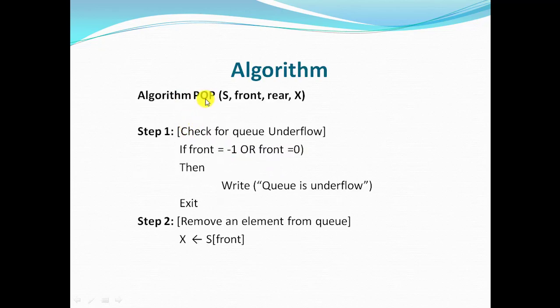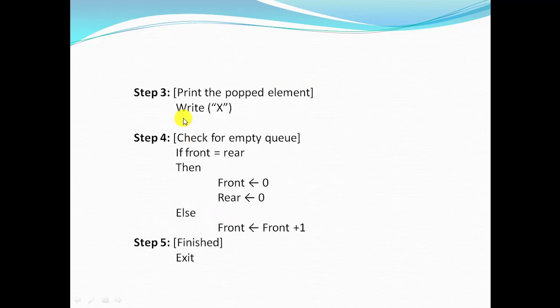Next we'll see the algorithm of delete operation, that is pop. Here the parameters are S, front, rear, and X. First we'll check the queue is underflow or not. That means if front value is equal to -1 or 0, then we have to print queue is underflow. Otherwise we have to assign the value of S of front to X. Then we have to print the value which is already deleted.